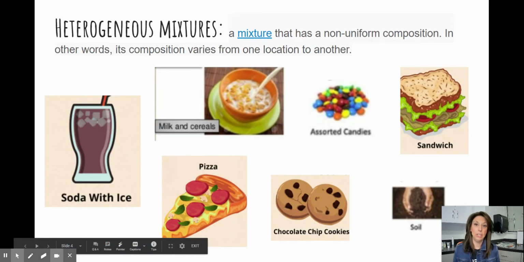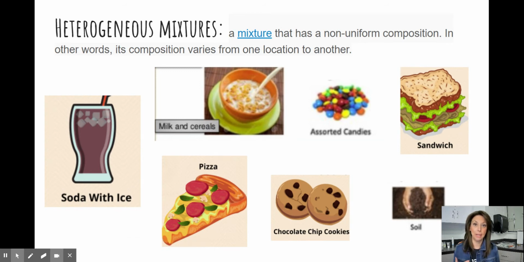These are heterogeneous mixtures. These are mixtures that have a non-uniform composition. In other words, its composition varies from one location to another. You can distinguish the different parts of this mixture. This would be soda with ice, milk and cereal, assorted candies, sandwich, pizza, chocolate chips, and soil.